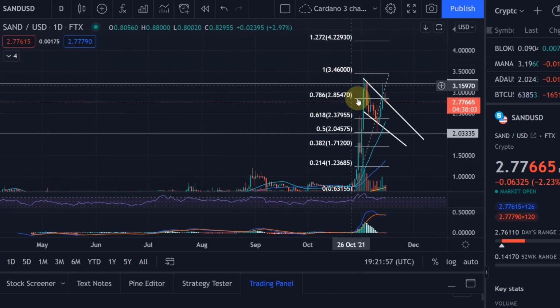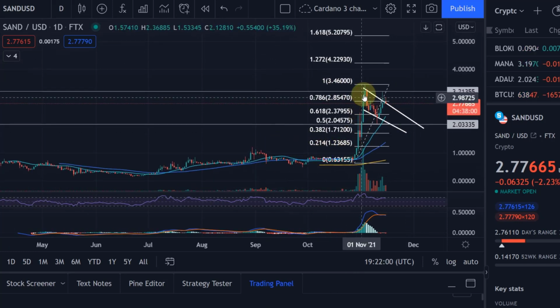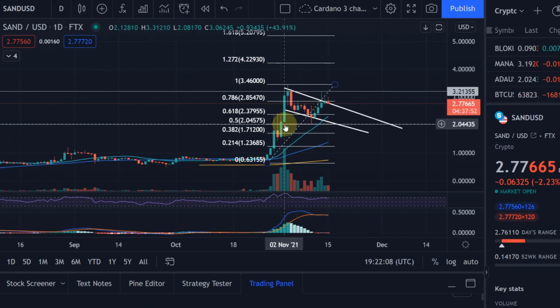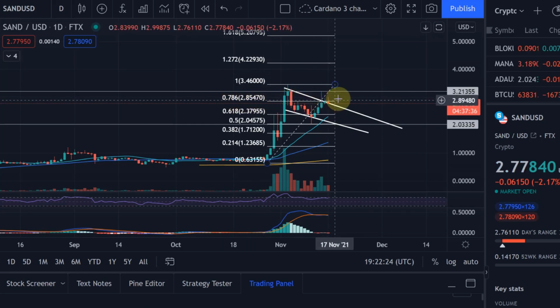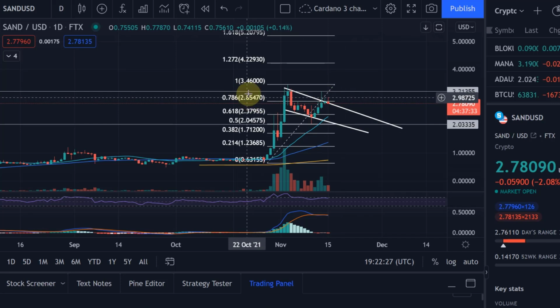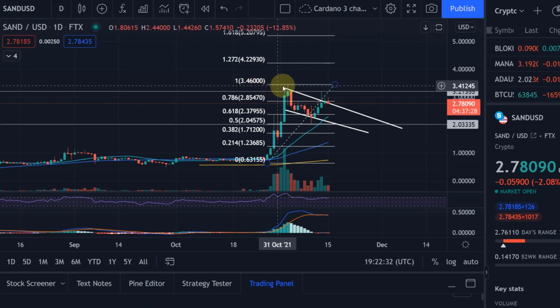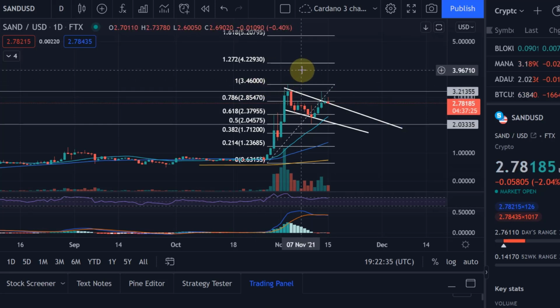Generally, looking at this structure, it really makes a big impression as a bull flag, right? We came all the way up to 3.46 in that huge pump. Then we dropped to the 0.5 Fibonacci retracement level at 2.05. Exactly, we touched that, and since then we've been moving up. But I think we are struggling now because we are just below the 0.214 fib level, just below 2.85. You can see it here. That's the fib level above which we need to get to 3.46 again, to that all-time high, and also to make new all-time highs.